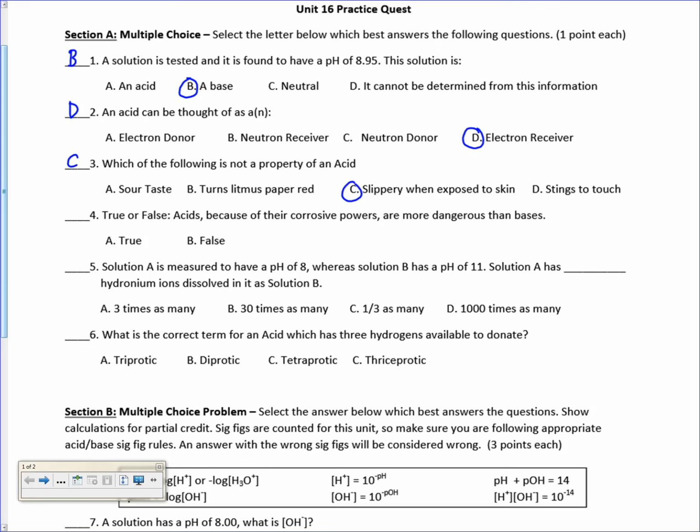All right. Number 4, true or false? Acids, because of their corrosive powers, are more dangerous than bases. I showed you that video in class of that guy who drank the Drano and how he got all messed up from that, and that was a base. And so that was meant to show you that bases and acids are both really, really bad for you, so be careful about both of them. So false, acids are not necessarily worse than bases.